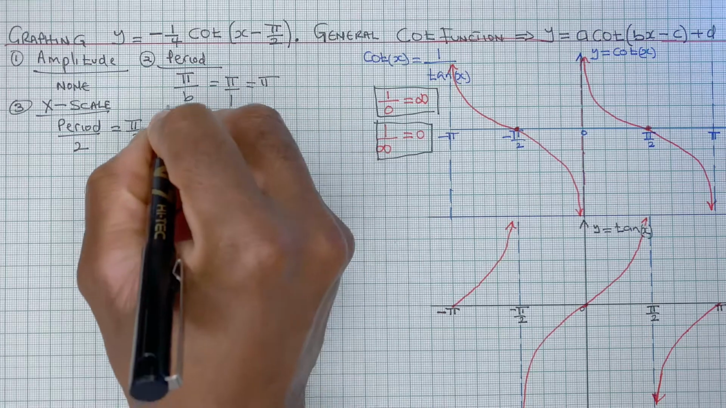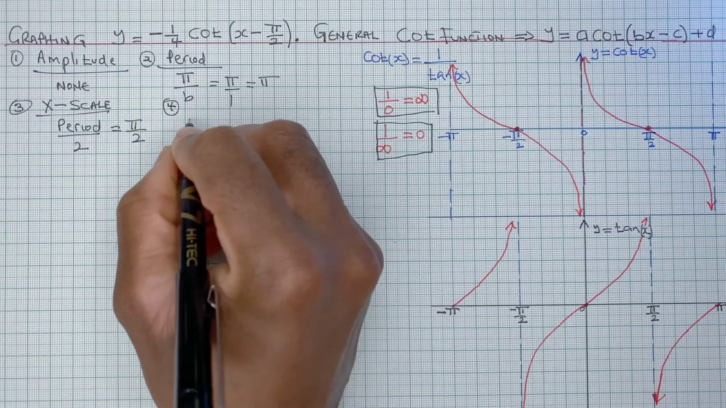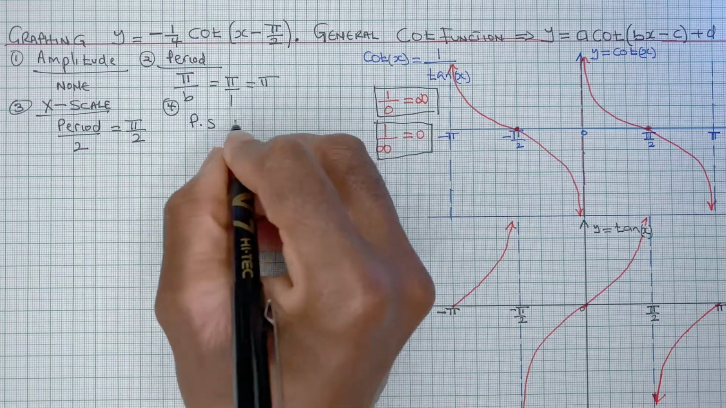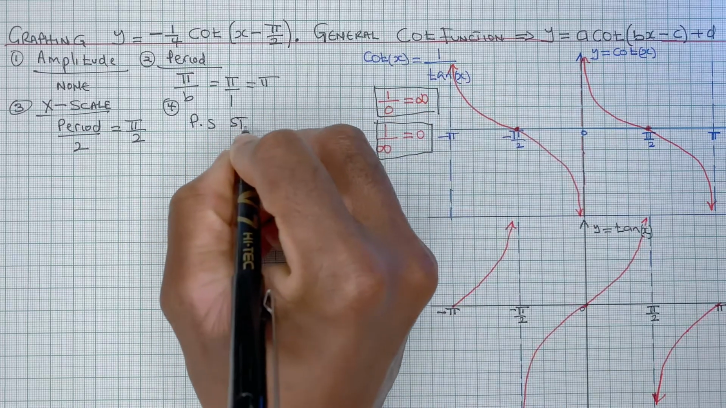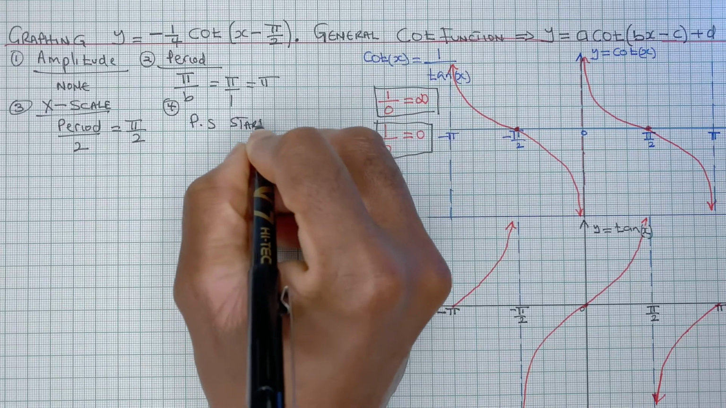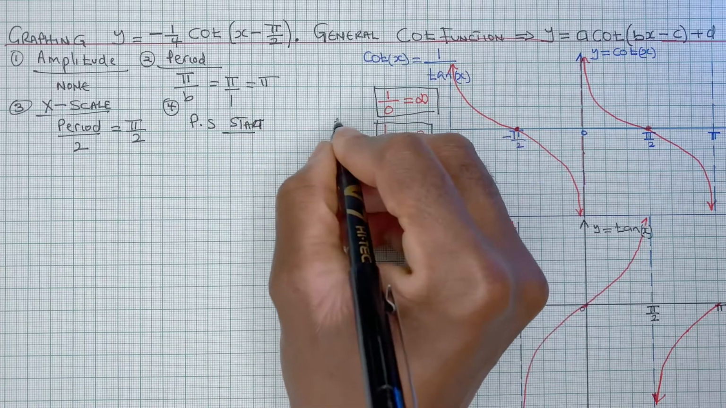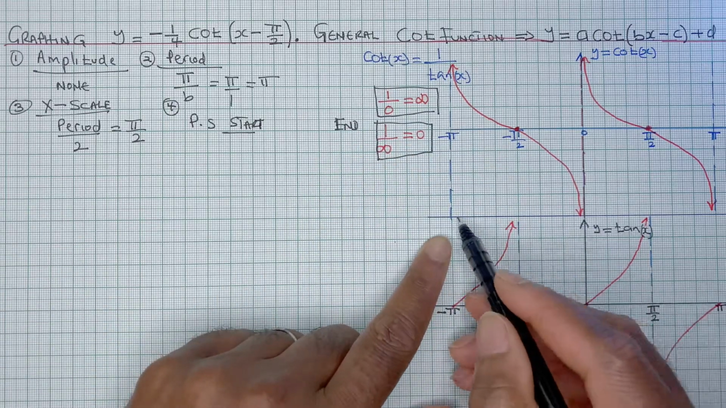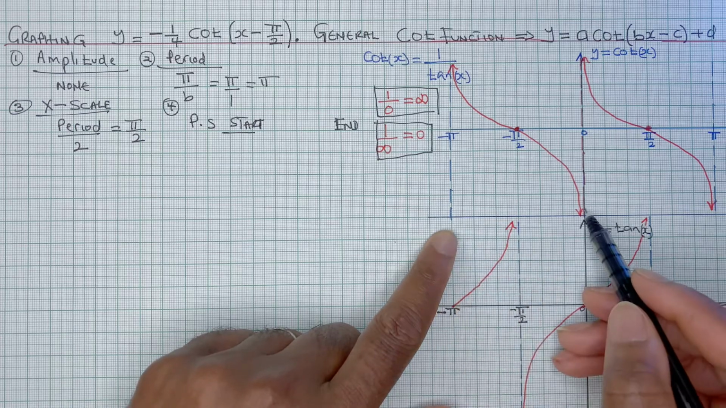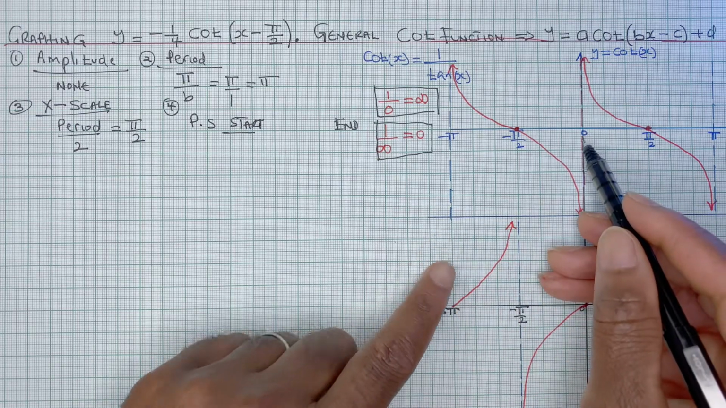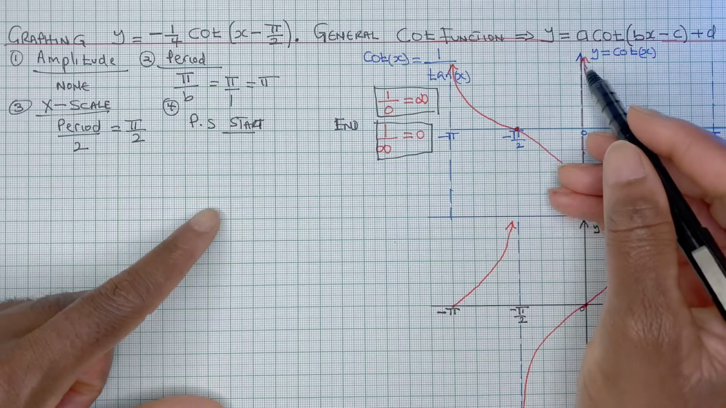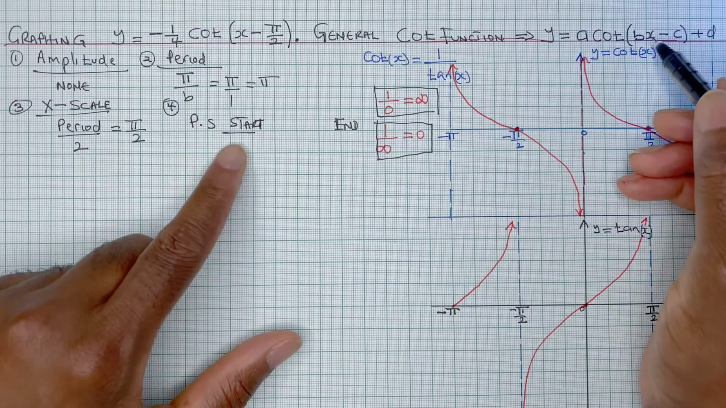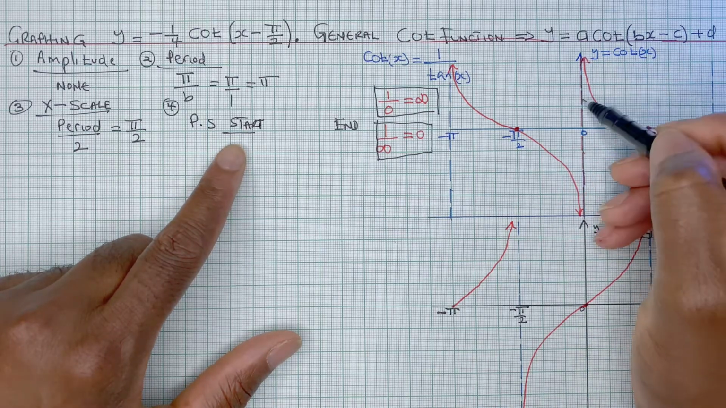Number 4 is we need to look at the phase shift. And for the phase shift, we look at the start, and we look at the end. So basically we could pick any point along here. We can pick that one, or we could pick that one. So I'm going to pick this one. You can see this is a line of asymptote. So I'm expecting to get a line of asymptote here as well with the start, because I've picked that one. That is a line of asymptote.